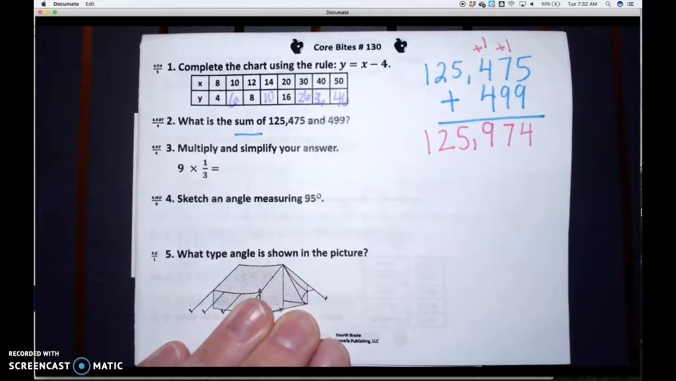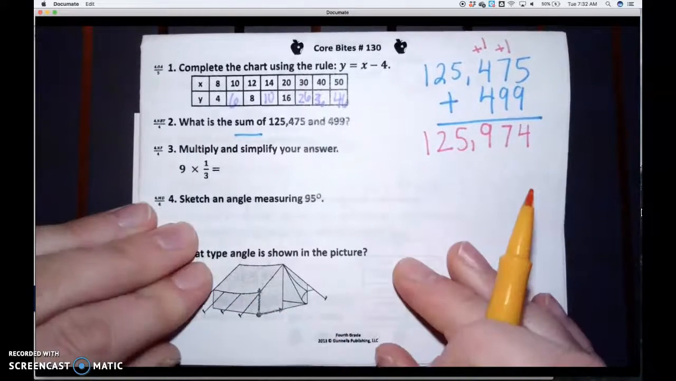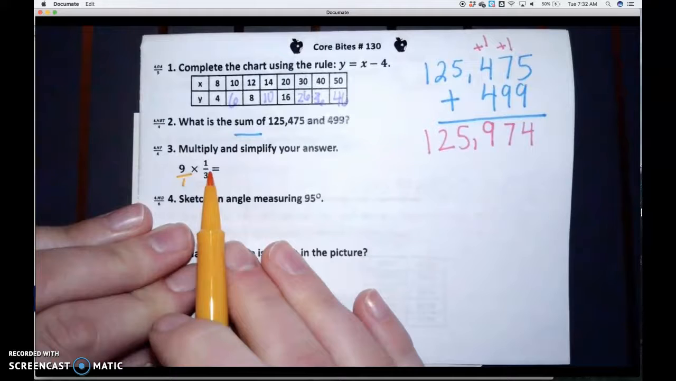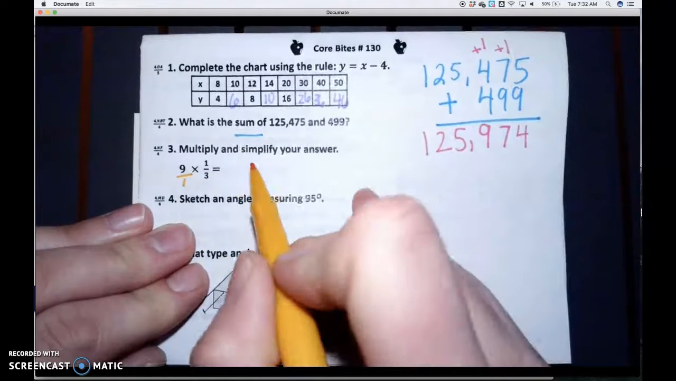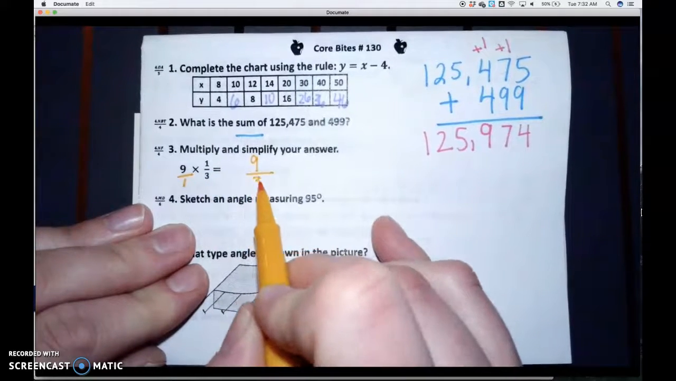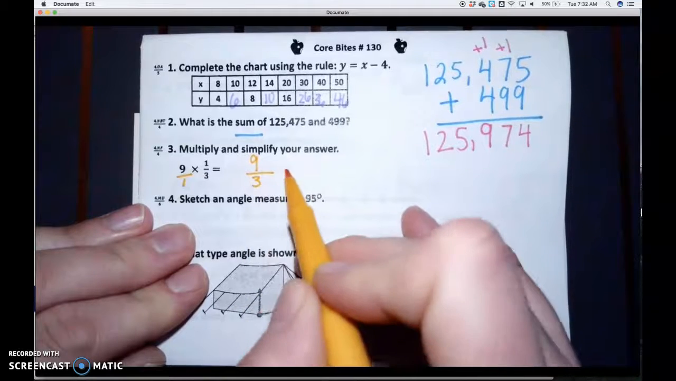Okay. For number 3, we're going to multiply this fraction. And so the easiest way to do this is just put a 1 under your whole number and then just multiply across. So 9 times 1 is 9. 1 times 3 is 3. And then you can divide because 9 divided by 3 gives you the whole number 3, and that's your answer.